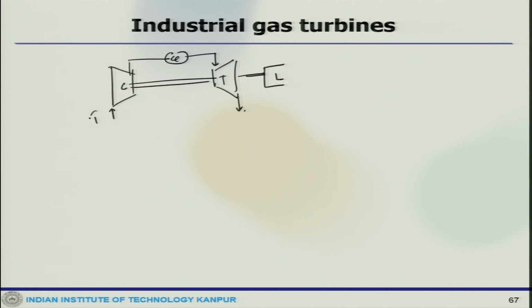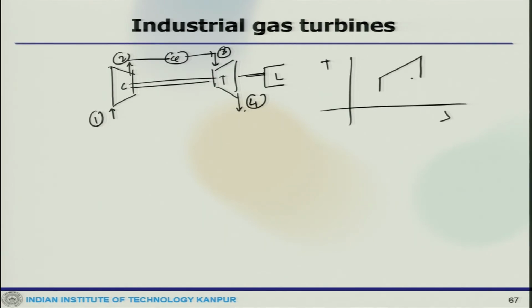So, something comes in here, 2, 3, 4. This is a typical single spool. If you draw the TS diagram, this is the ideal cycle 1, 0, 2, 0, 3, 4. Here P is constant, here also P equals PA. So, this is an ideal situation.